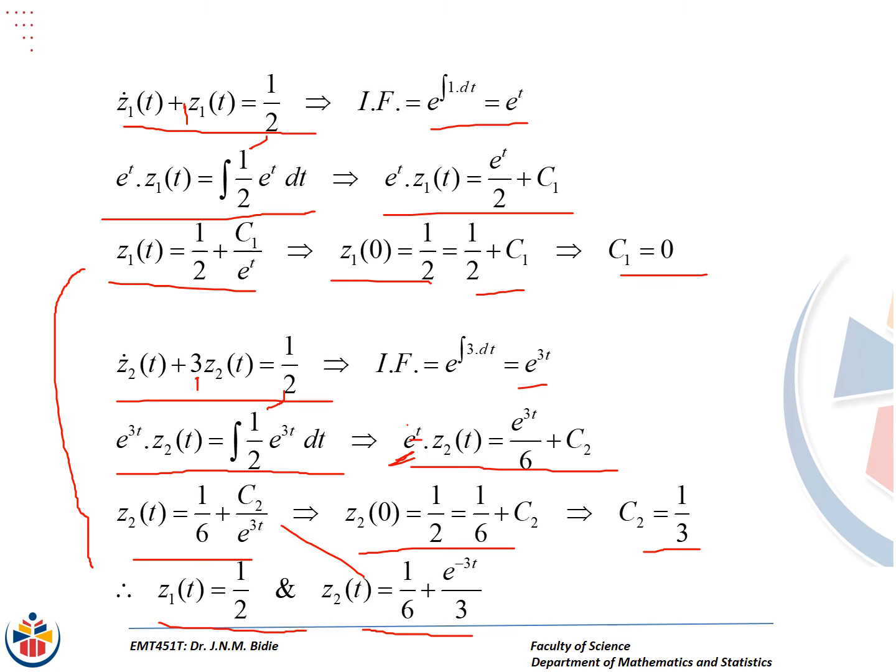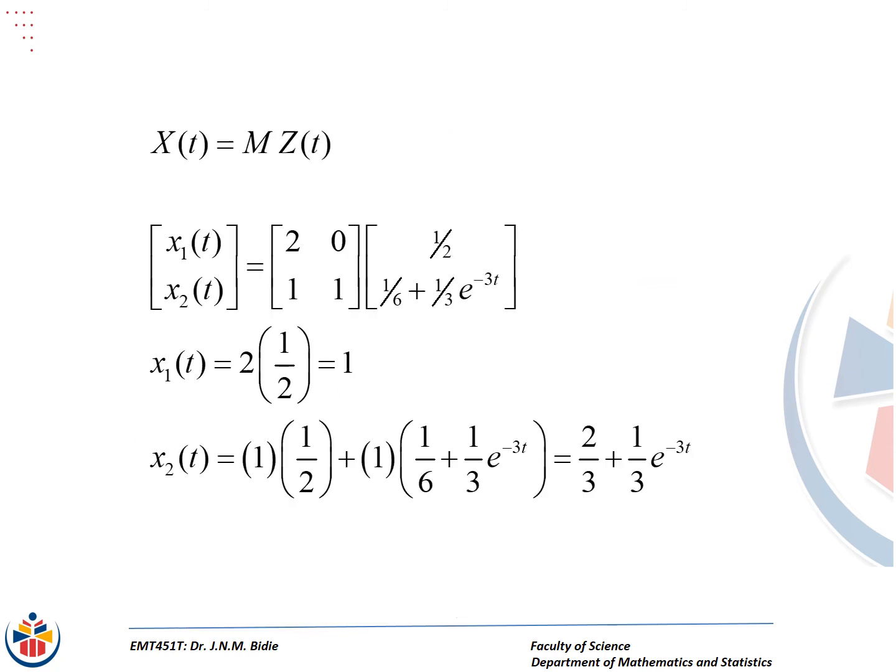Now, the last step. Remember, you were not given z, you were given x variables. So we have to change to x variables. X is equal to mz. So let's do that so that we get the final solution.